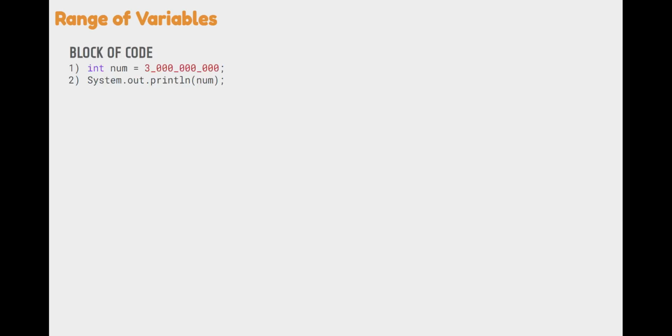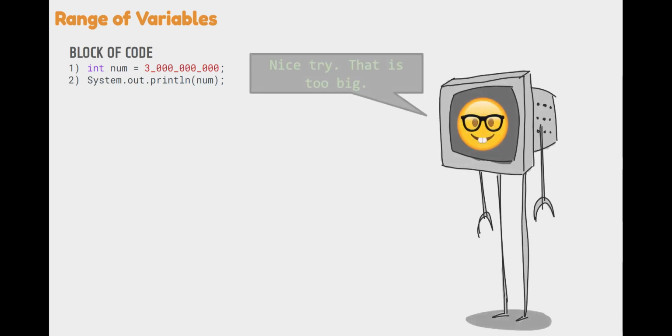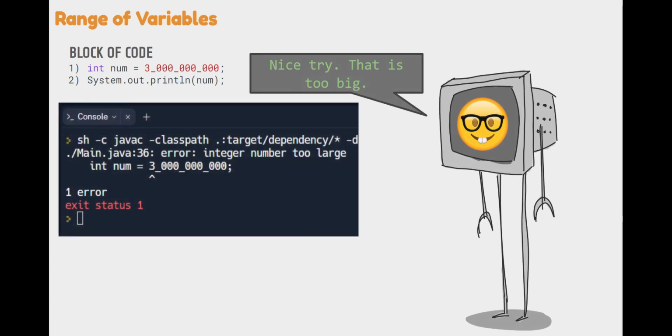So what if we try to put a number bigger than that into an int? What if we try to put 3 billion into an integer variable that we are naming num? What is going to happen? Well, Java will not let us do that. It will not let us put a number too big into that integer. In fact, we will get an error. It'll say integer number too large.